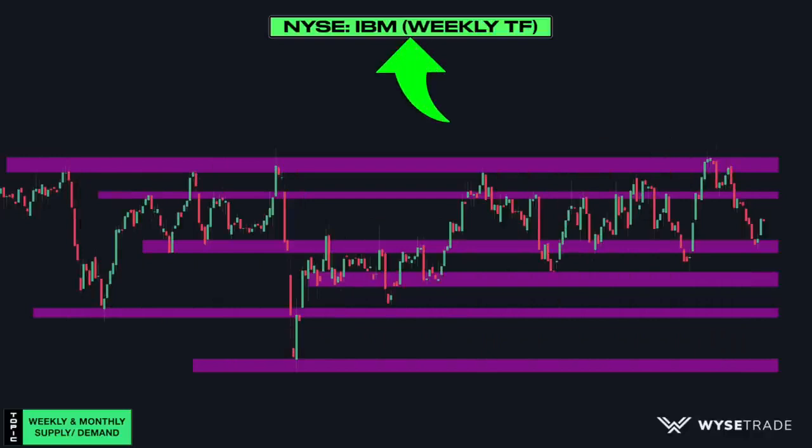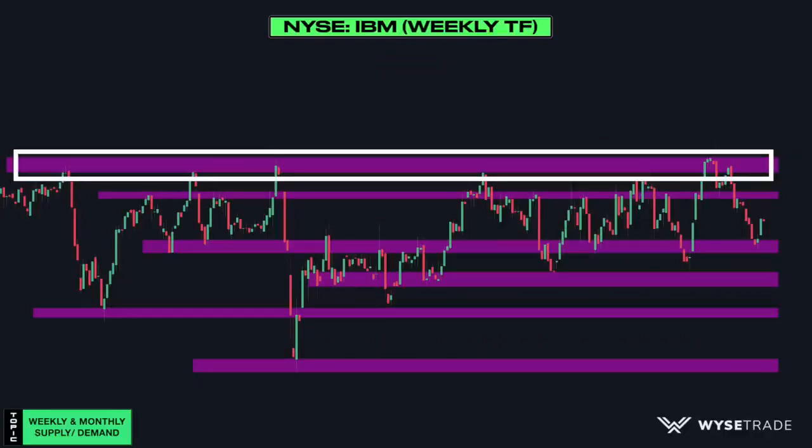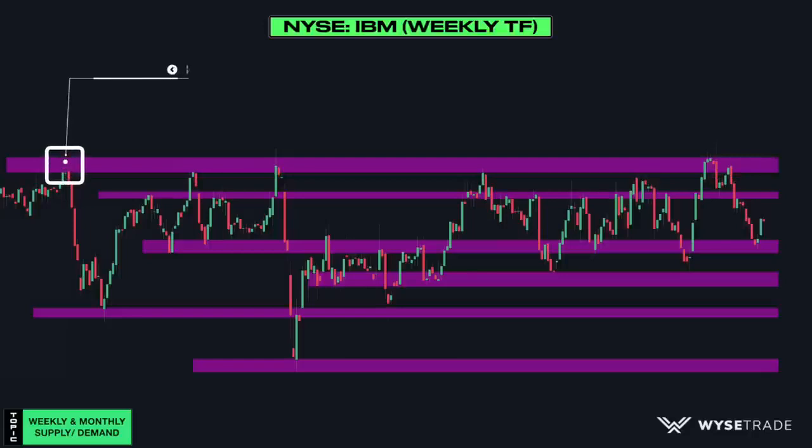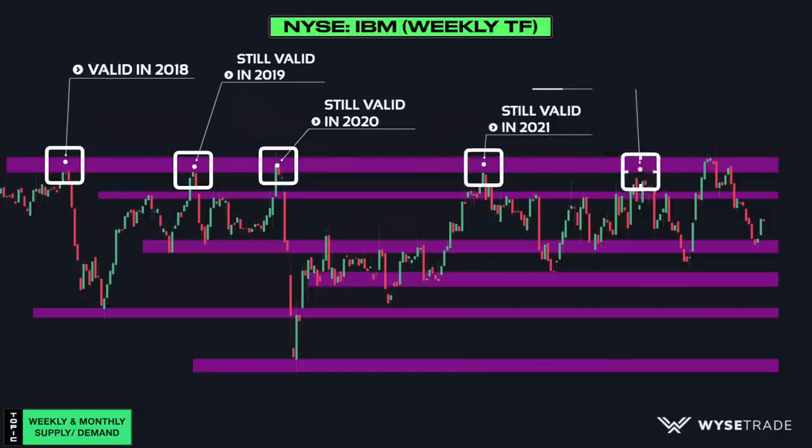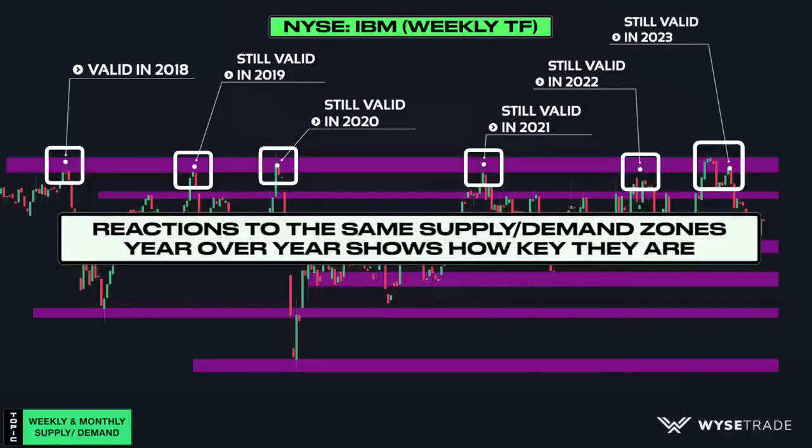This is the IBM stock weekly time frame. This swing high supply zone at the top here was valid all the way back in 2018. It was still valid in 2019, still valid in 2020, still valid in 2021, still valid in 2022, and still valid in 2023. This shows how key these higher time frame supply and demand zones are.